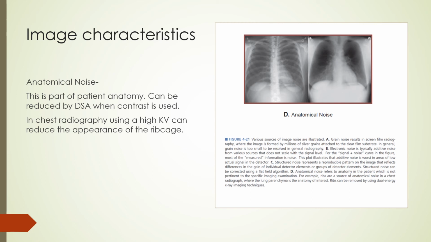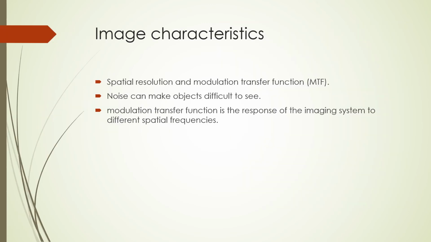In chest radiography, where the ribs are a source of anatomical noise, using dual energy subtraction techniques, the ribs and other bone can be subtracted, revealing only the soft tissue contrast in the image. The advantage of imaging modalities like CT and MRI is that they avoid anatomical noise because they eliminate overlapping anatomical structures. We looked at different sources of noise on the previous slides.